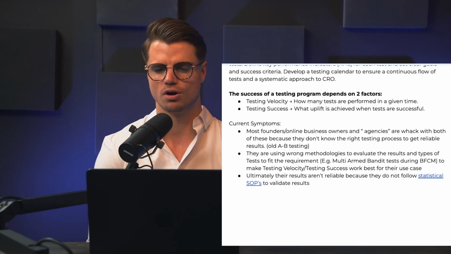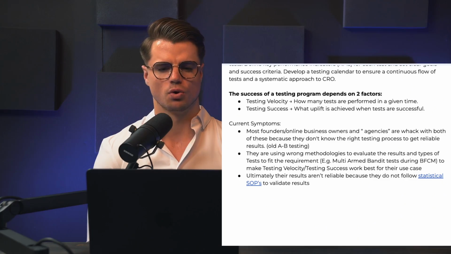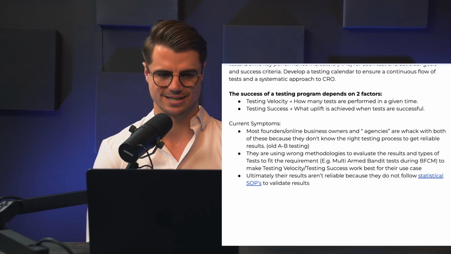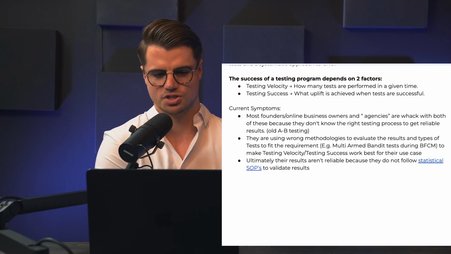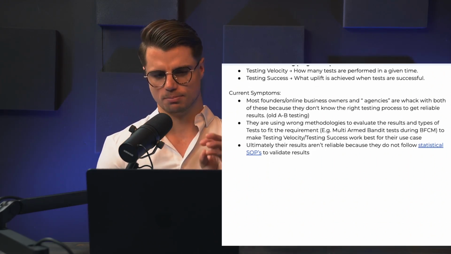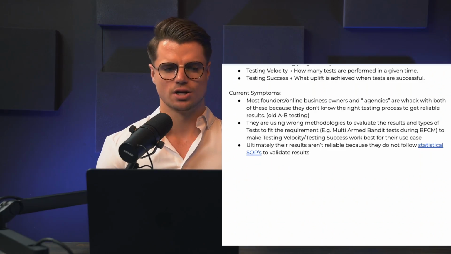How many tests are we to perform in a given time frame, and also what uplifts are achieved when the tests are successful, right? What is achieved when the test was successful? You need to understand that. So, and how do you keep applying on top of that? So then we're going to look at current market symptoms.